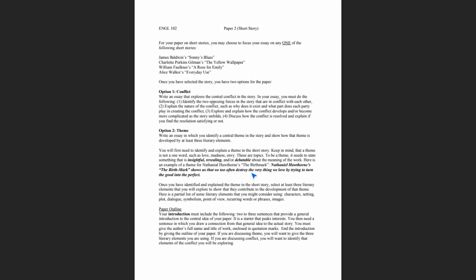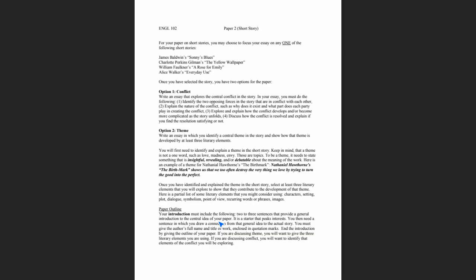Then for your introduction, what I've done here is give you an outline of how to structure your paper. For your introduction, you need to start off with 2 or 3 sentences that provide a general introduction to the central idea of your paper. So for instance, if you're talking about Sonny's Blues, maybe your theme focuses on music, right? Because music is very important to that story. So if you have a theme that deals with music, you'll want to start off with 2 or 3 sentences that talk about music in a general sense, but still related to what you're going to do.